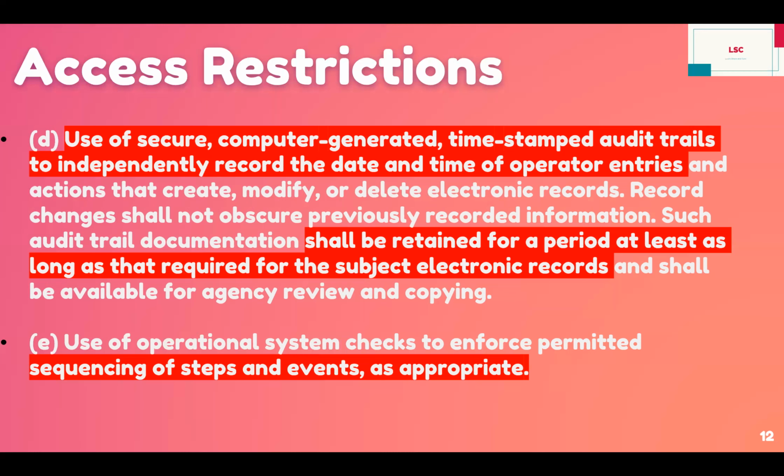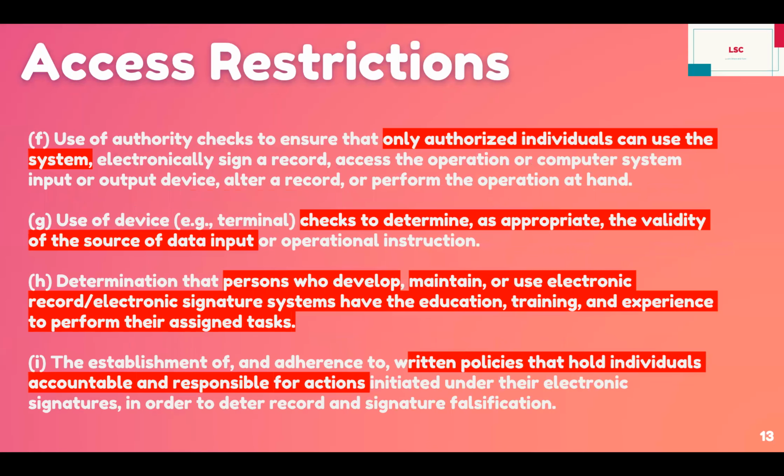Now, next, use of operational system checks to enforce permitted sequences of steps and events as appropriate. So whatever the operation of the electronic data system, it should be very sequential. Now, use of authority checks: only authorized individuals can use the system. Whatever access or rights are given to a person should be available to that user only. Use of device checks means to determine, as appropriate, the validity of the source of data input.